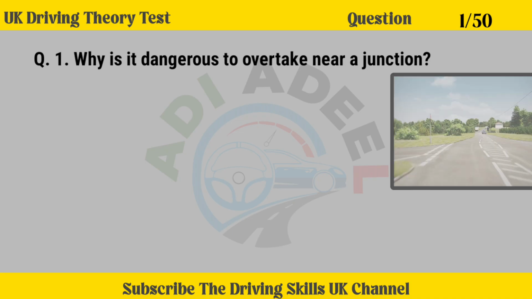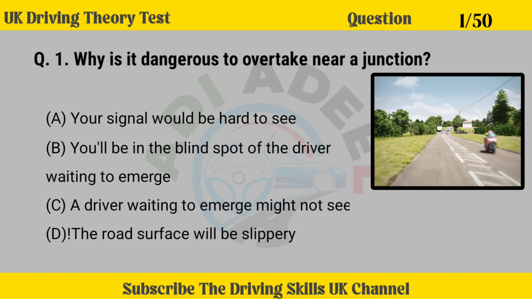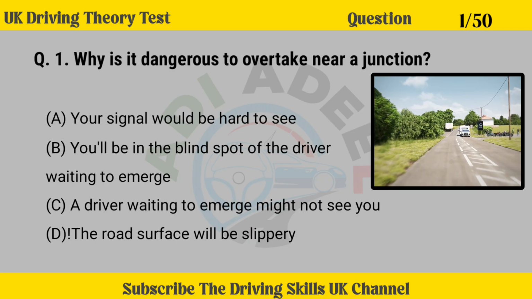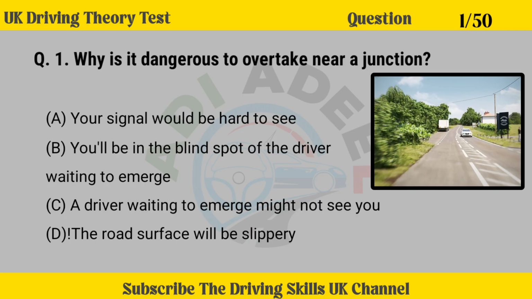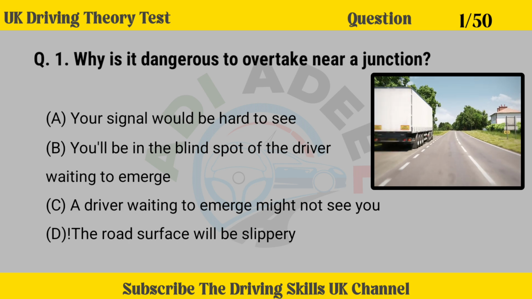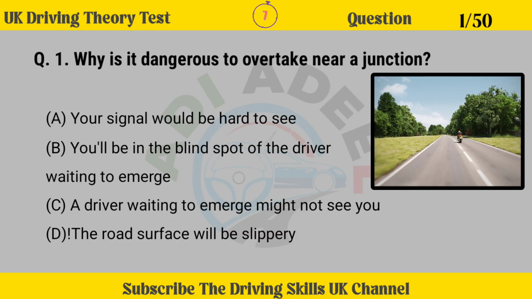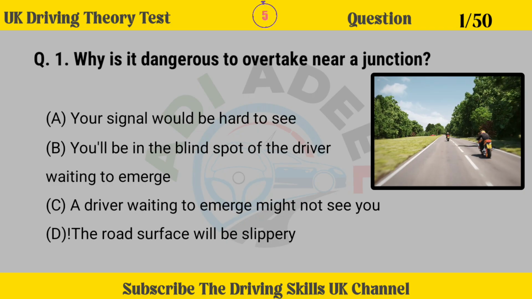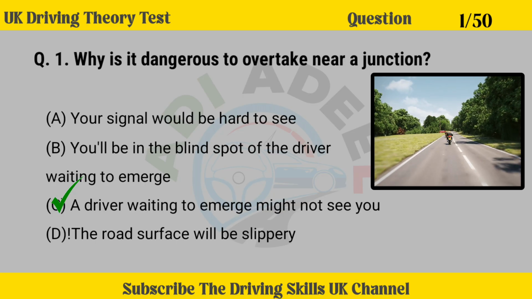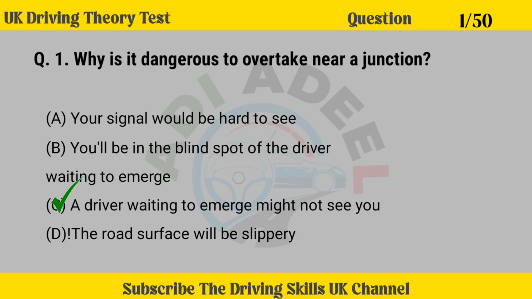Question: why is it dangerous to overtake near a junction? A. Your signal would be hard to see. B. You'll be in the blind spot of the driver waiting to emerge. C. A driver waiting to emerge might not see you. D. The road surface will be slippery. The right answer is C. A driver waiting to emerge might not see you.